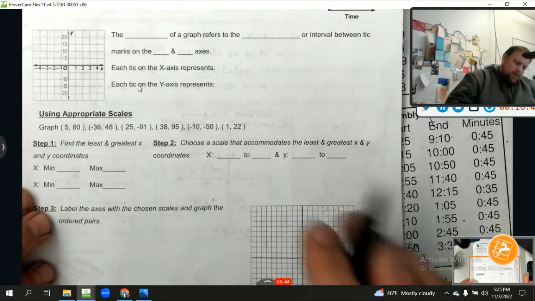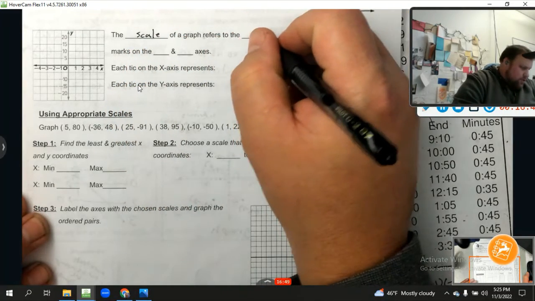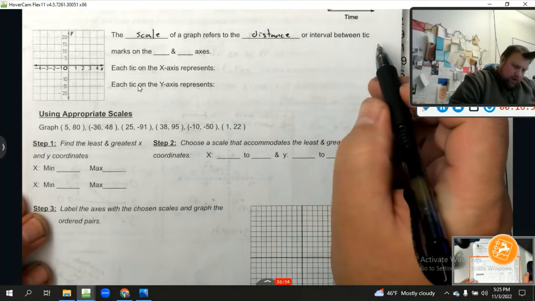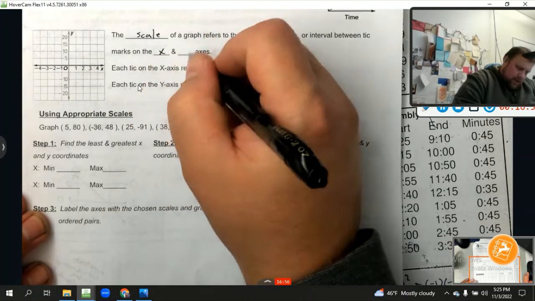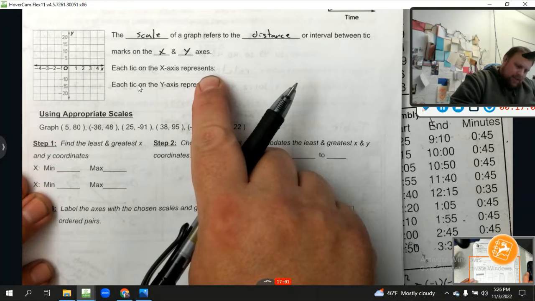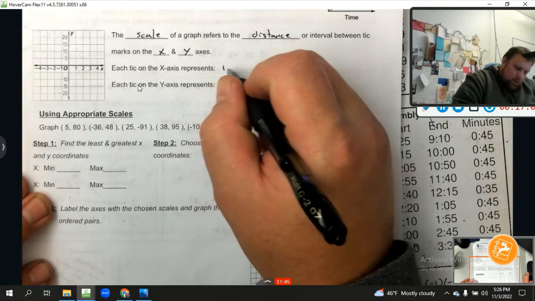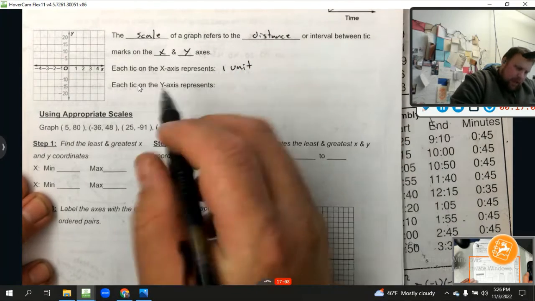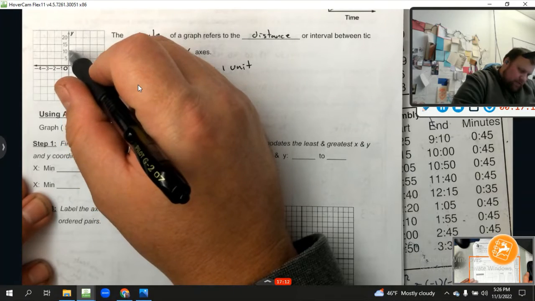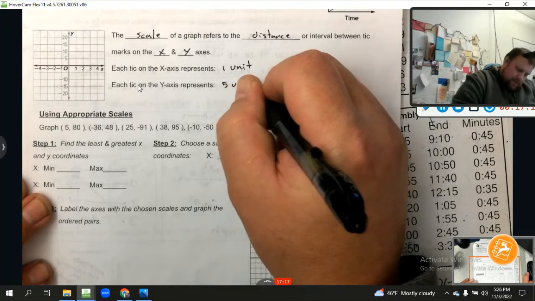Now we're going to talk about scale. The scale of a graph refers to the distance or interval between tick marks on the x and y axes. Each tick mark on the x-axis represents what? Well, we see on the x-axis it's going up 1, 2, 3, so it's going up 1 unit each time. How about on the y-axis? Is it the same? No, it goes up 0 to 5 to 10 to 15. So each tick mark represents 5 units.